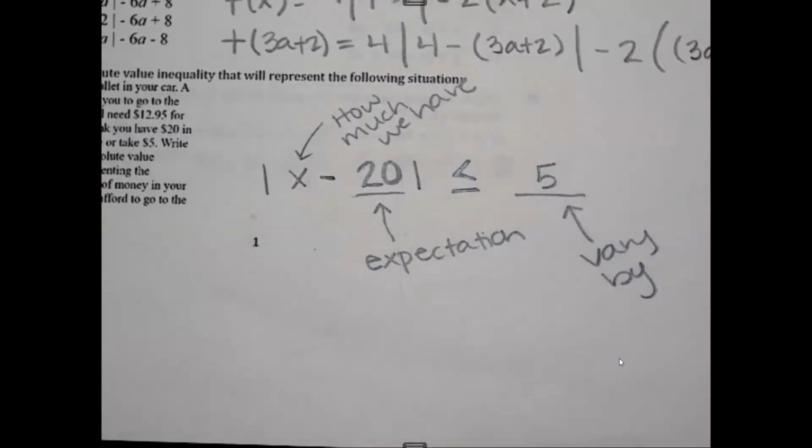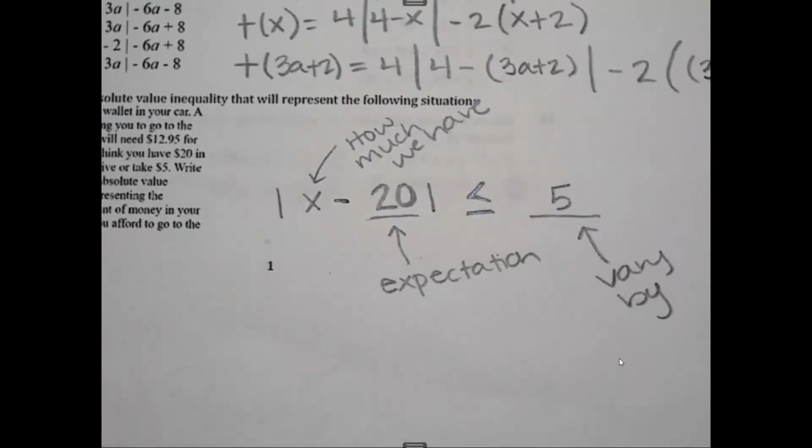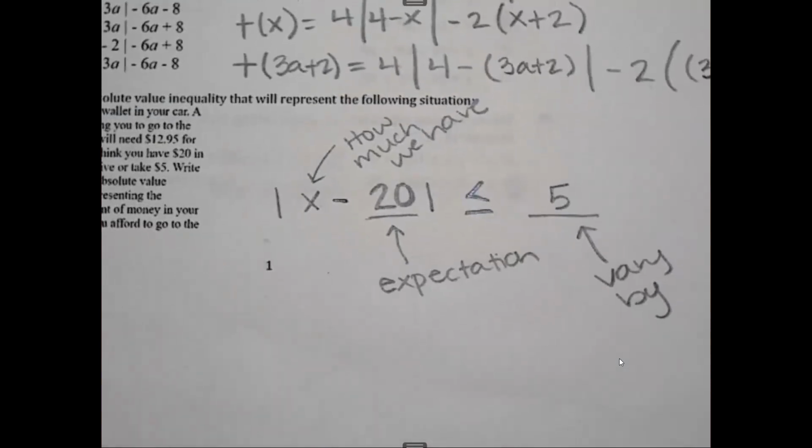Because remember, absolute values are always talking about distances. That's why they're always positive, because distances are positive. So the distance between what we have and how much we expect to have, that distance can be $5. Wait, so do you need to even, oh, you have to write absolute. Okay. Yeah. I was going to just skip it. Now there's a few of those.